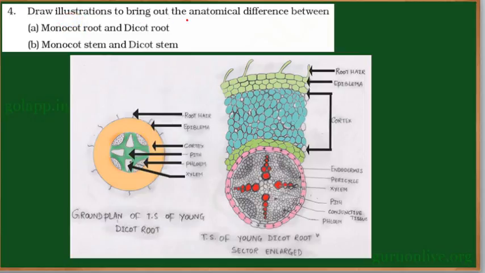Draw illustration to bring out anatomical differences between monocot root and dicot root. So here is the structure of dicot root. The transverse section of dicot root shows three regions: epiblema, cortex and the stele.